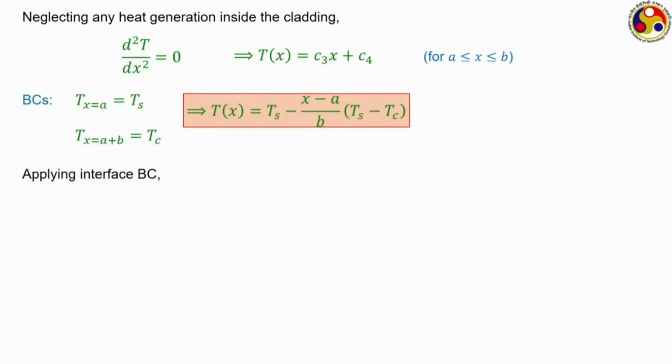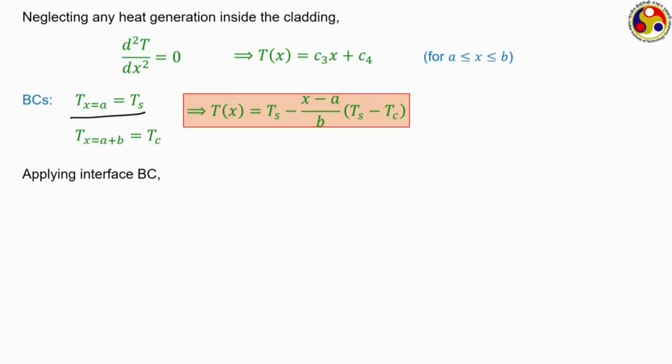And now, we can apply the interface boundary condition. Interface boundary condition refers to the fact that both the temperature and the temperature gradient, or the rate of heat transfer, should be identical at the interface of the fuel and the cladding. That means, at x equal to a, T or temperature should have continuity, and the same condition we are using here. At x equal to a, T is equal to Ts for both cladding and fuel.